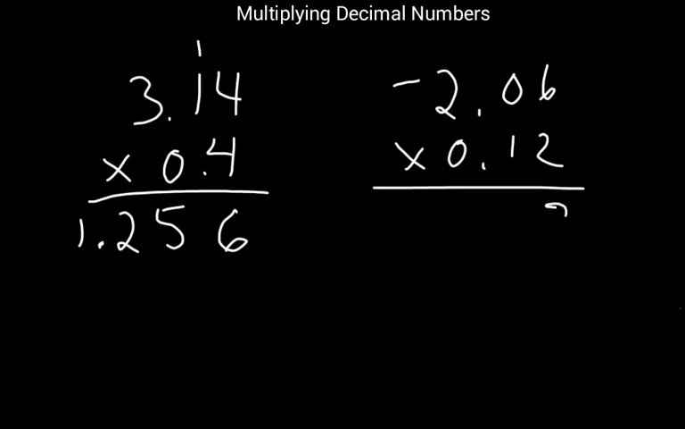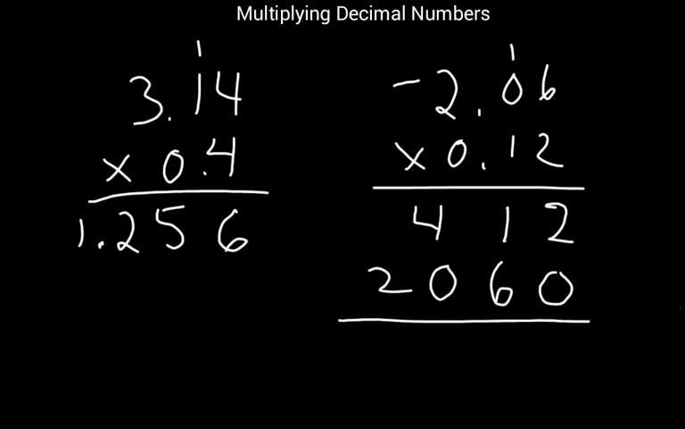2 times 6 is 12. Here, 2 times 0 plus 1 gives us 1. 2 times 2 is 4. Notice I'm not worrying about the negative sign right now. When we do partial products, don't concern yourself with that. Enter a 0 to begin multiplying our second partial product. And 1 times 6 gives us 6. 1 times 0 is 0. And 1 times 2 is 2. And do the addition. 2, 7, 4, 2.